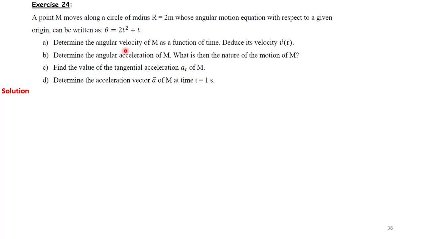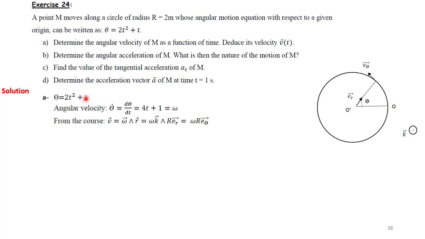So how do we find omega? Omega is in fact equal to d theta over dt. We know theta as a function of time, so it's very simple to find d theta over dt. Theta is equal to 2t squared plus t. The angular velocity, omega or theta dot, is equal to d theta over dt. We derive this expression with respect to time. It's equal to 2 times 2t plus 1, and this gives us 4t plus 1. This is omega, the angular velocity.